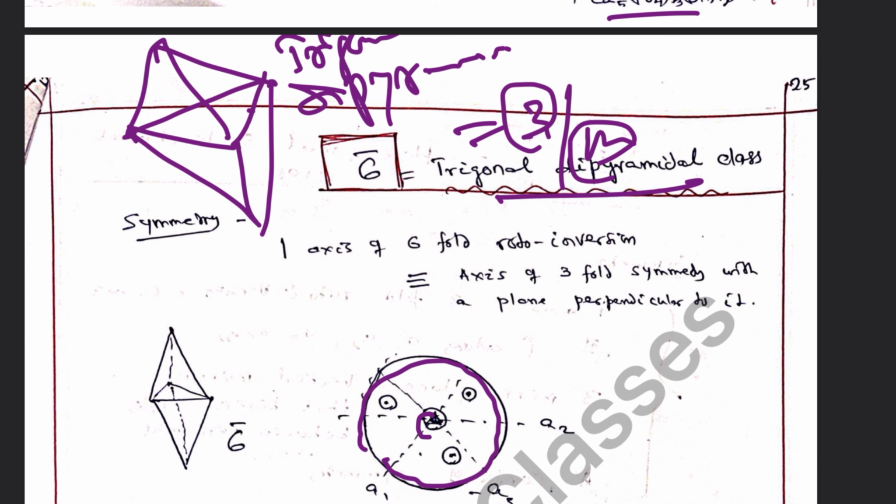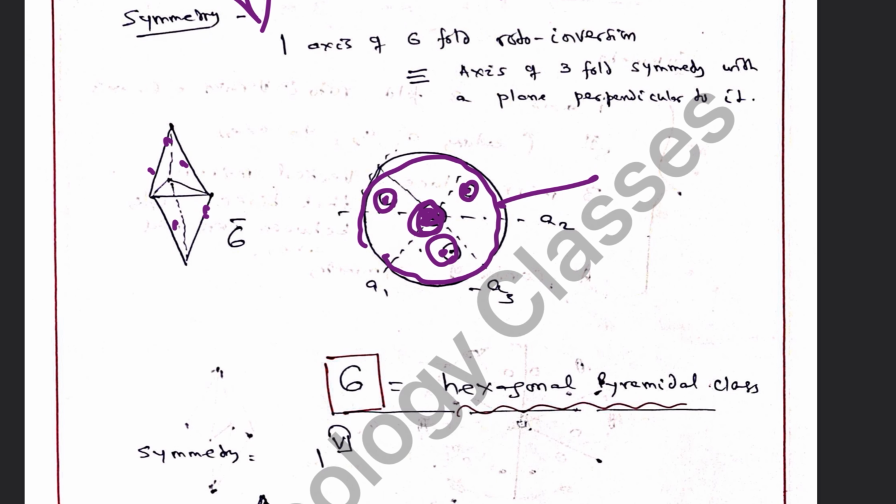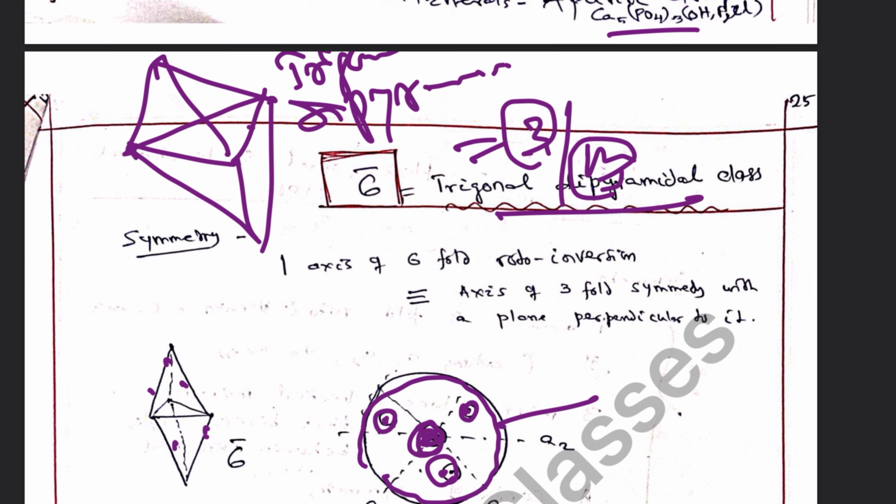So one axis of 3 fold. This 6 bar rotoinversion axis is the C axis, and 3 mirror planes. Sorry, one mirror plane. This is one horizontal mirror plane, which is solid, and no other symmetry is there. So we have the 3 upper faces and 3 down faces which are mirror images of each other. So this is about the 6 bar.